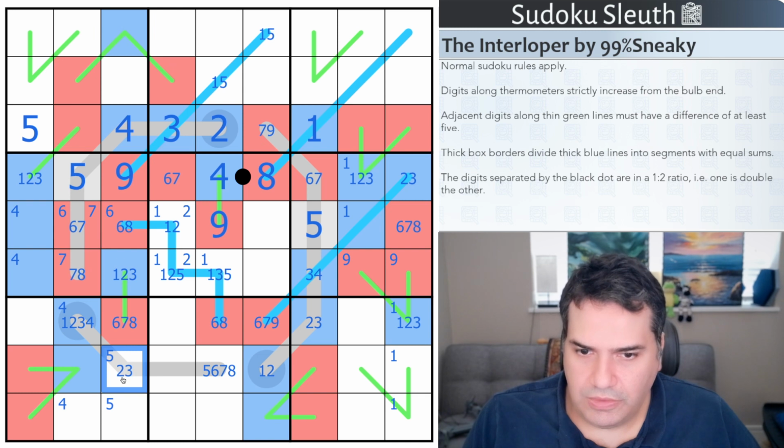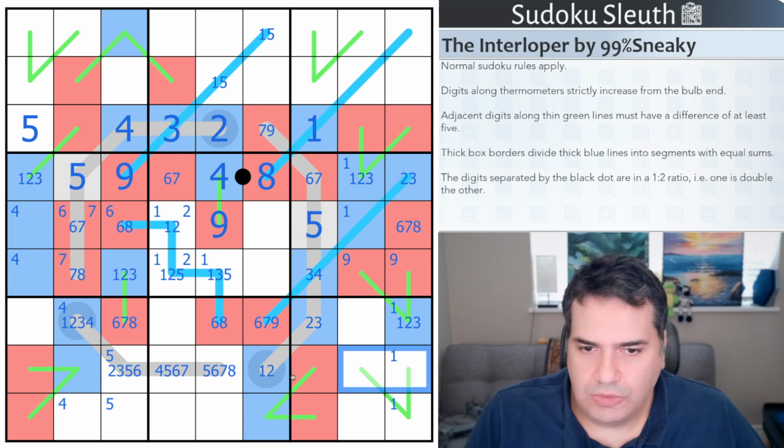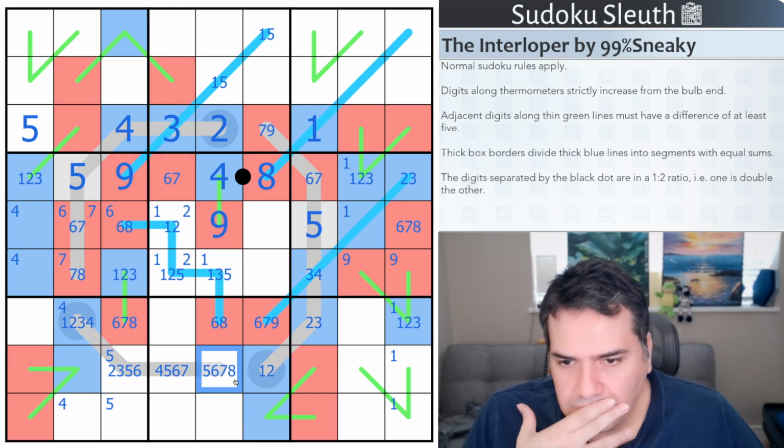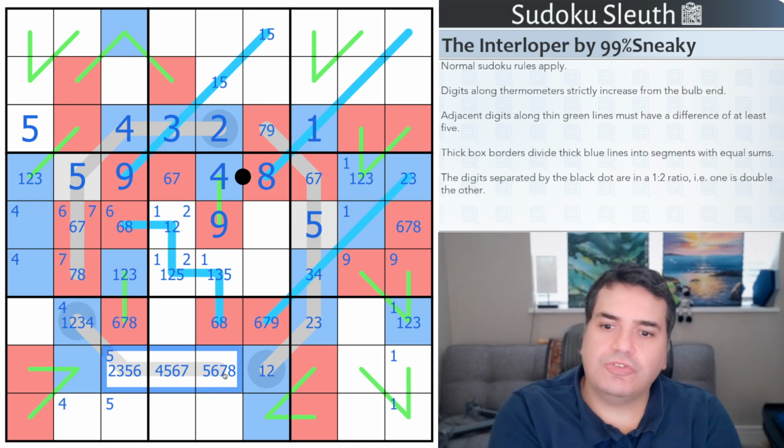This is 2, 3, 5, 6. No, it can go as high as 6. Or 7 and 8. That's not a 3. This is 4, 5, 6, or 7. It's a lot of options. If these two are low, that would be 3, 4 low digits. That would basically have to be 5, 6, 7, or 6, 7, 8. In fact, it would have to be 5, 6, 7.